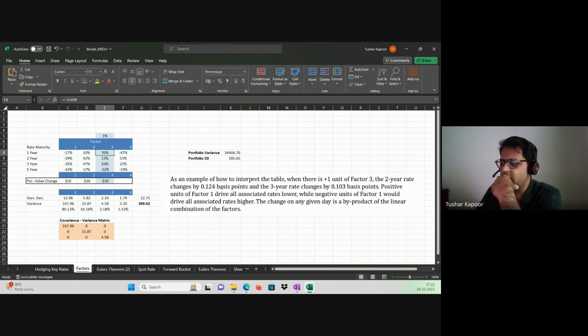So it talks about 12.4 basis points, which is 0.124, and the 3-year rate changes by 103 basis points. Positive units of factor 1 drive all associated factors lower, while negative units of factor 1 would drive all associated factors higher. Change on any given day is a byproduct of a linear combination of these factors.